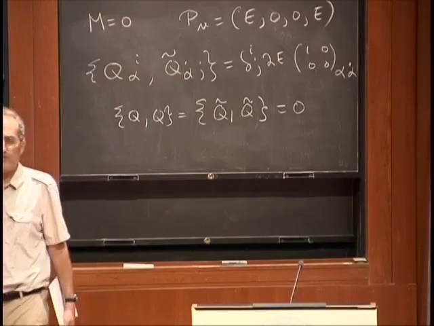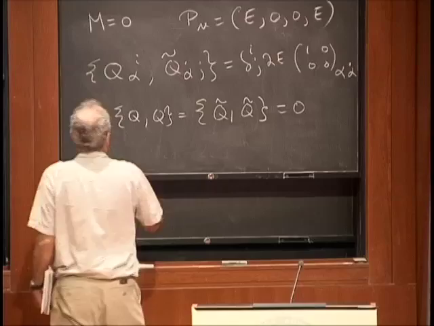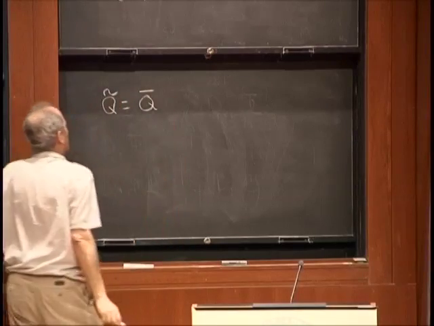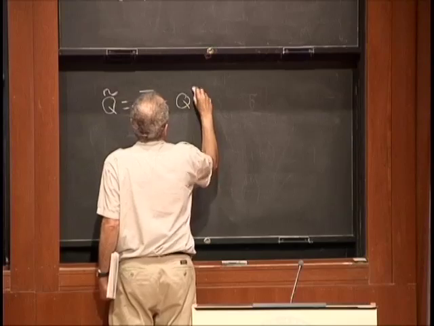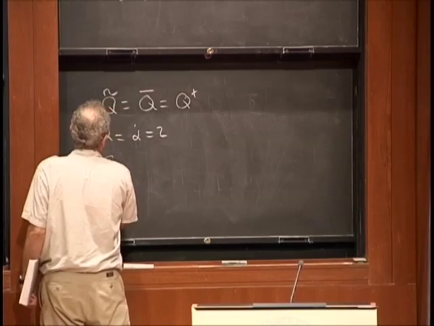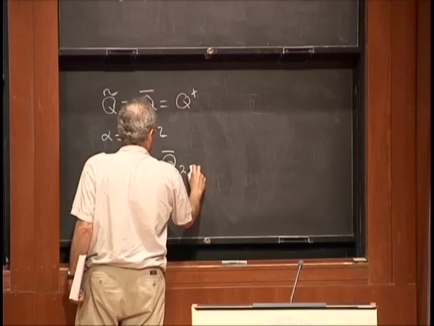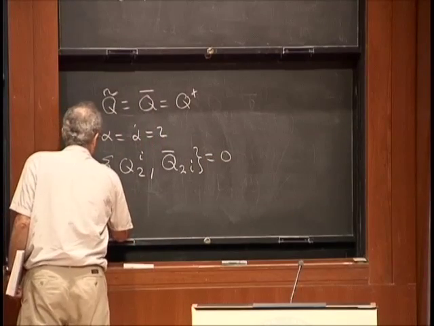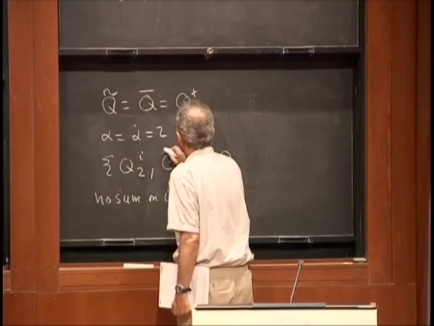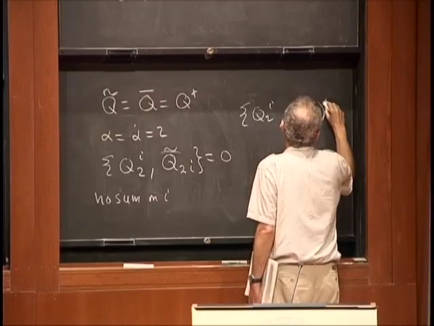Now I will use the fact that in Lorentz signature, Q tilde is the Hermitian adjoint of Q. So you see, Q tilde is Q bar. You might want to write it as Q dagger. It's the Hermitian adjoint. So if I set alpha and alpha dot equals 2, I find that Q2I anti-commuted with its adjoint is 0. No sum over I here. In other words, Q2I with its adjoint is 0.